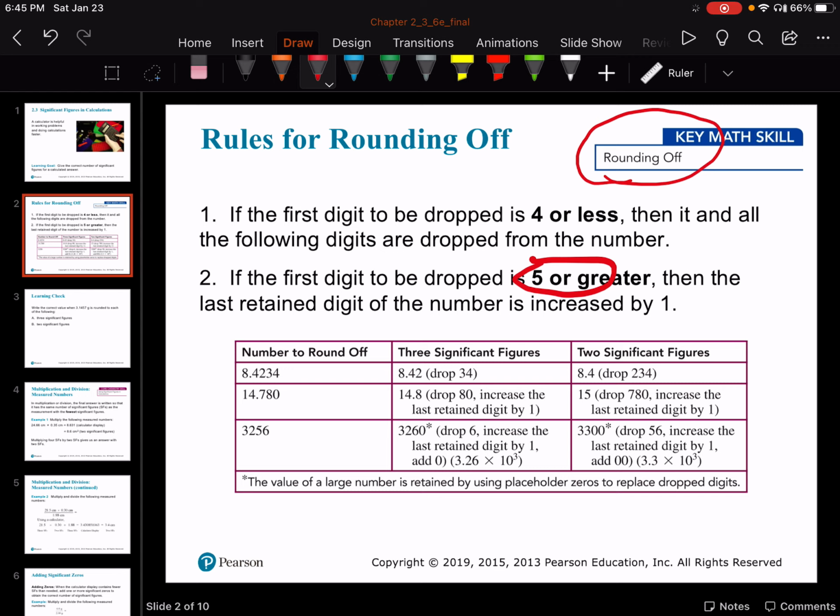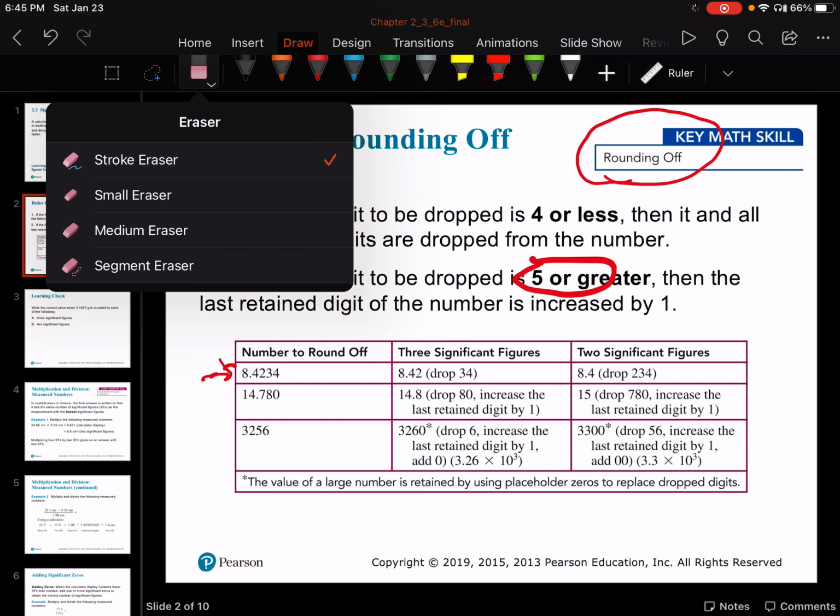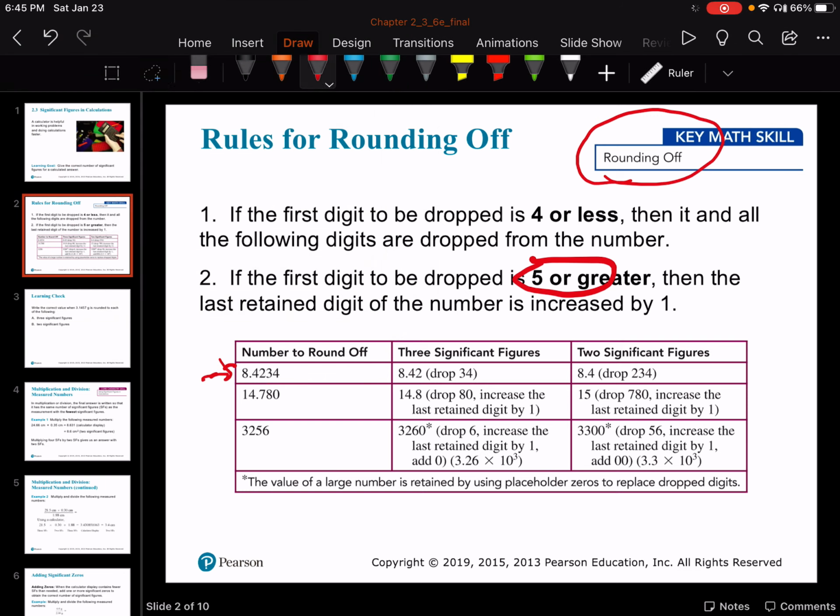So let's look at this first example. The number to round off is 8.4234. If we're supposed to go to 3 sig figs, then we've got to drop off that. It turns out that was a 3. Look at that, you see that? So the first number to be dropped is the 3. Well, 3 is 4 or less, and so therefore we simply drop it, and it becomes 8.42.